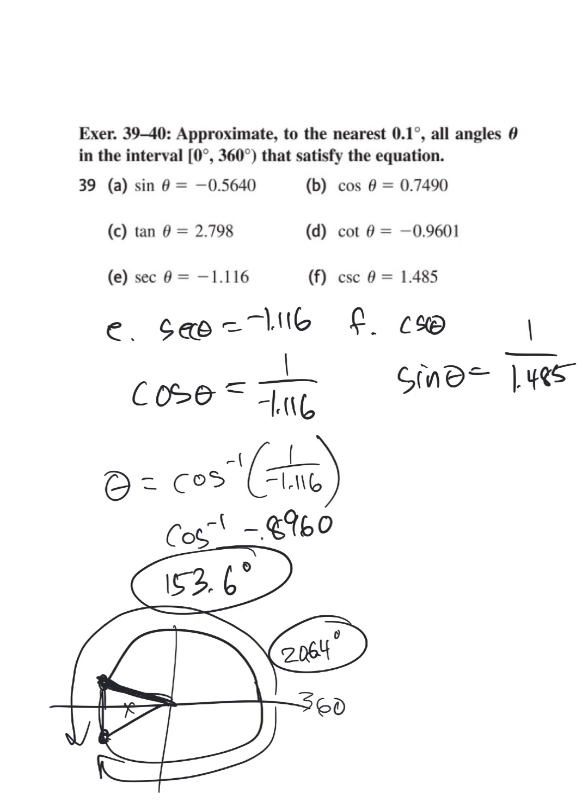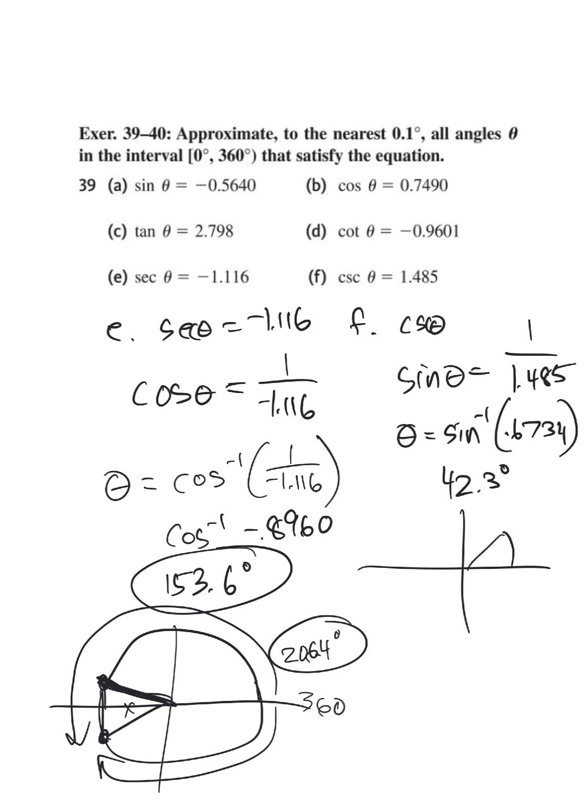Okay, and so now theta is the arc sine of whatever we get for that. So 1 divided by 1.485 is 0.6734. So the arc sine of that, oops, hit the wrong button. 1 divided by 1.485. And now we take the arc sine of that and we get 42.3 degrees. Now this is the sine value. So there's 42.3 degrees. And the sine is the y value. So the up and down part of it. So it's the same here and there.